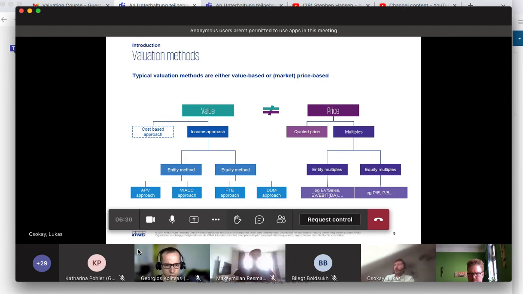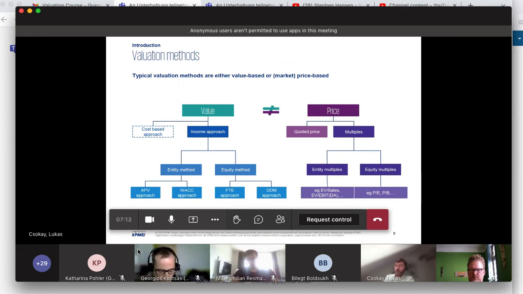On the right-hand side, you have the price-based approaches. The first one would be just the quoted price. If you have a publicly listed company, then you have a stock price. So you really have a quoted market price, and then you can assume that the market price of your company equals the value of your company, for example. It's a price, but you can use it as a value reference.